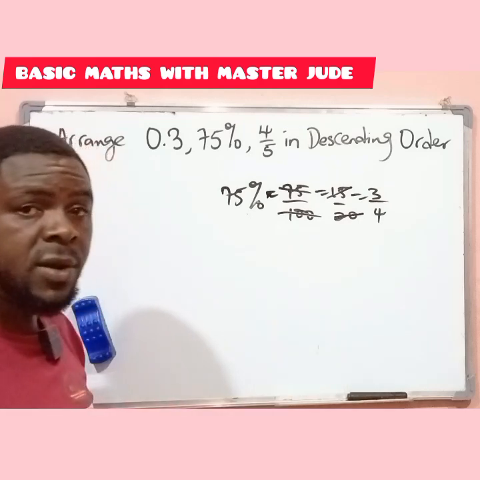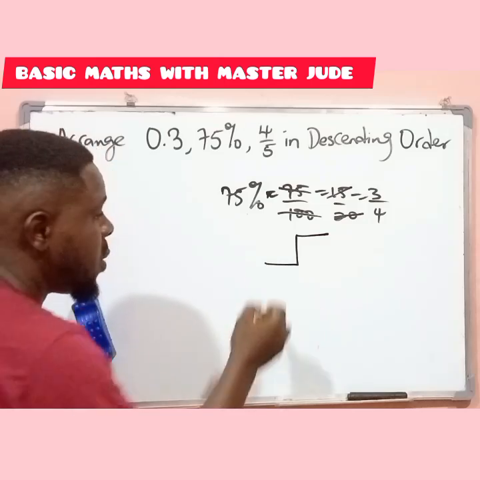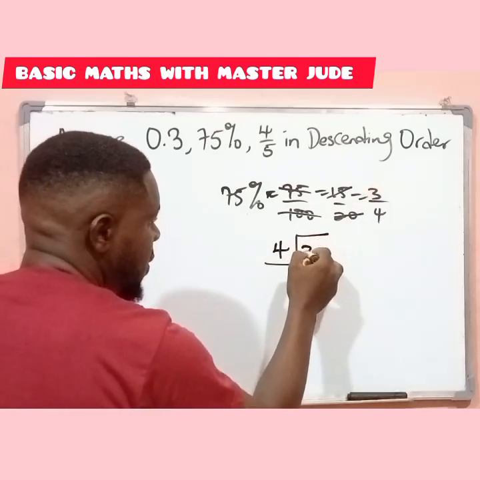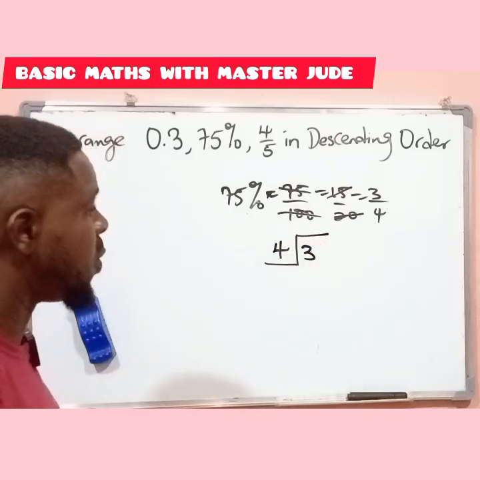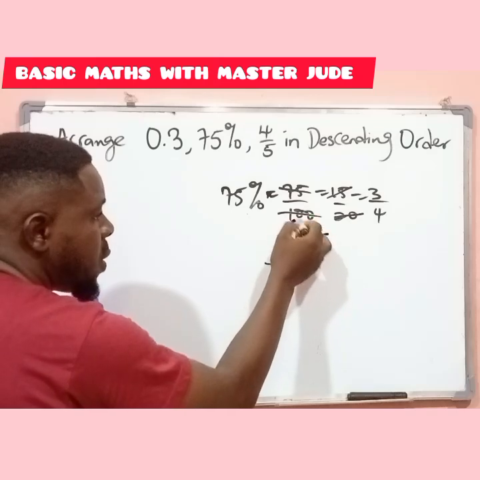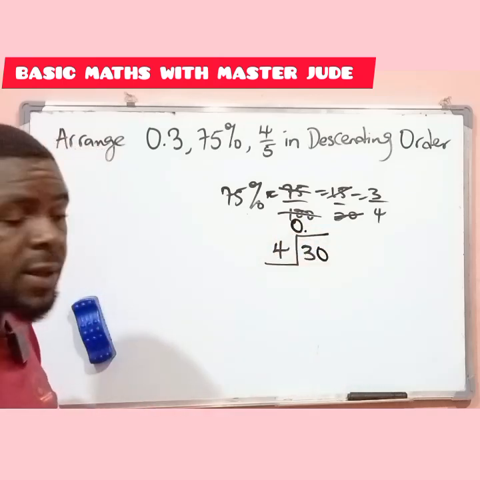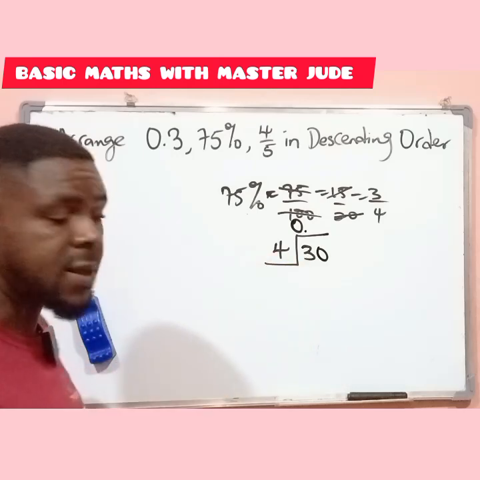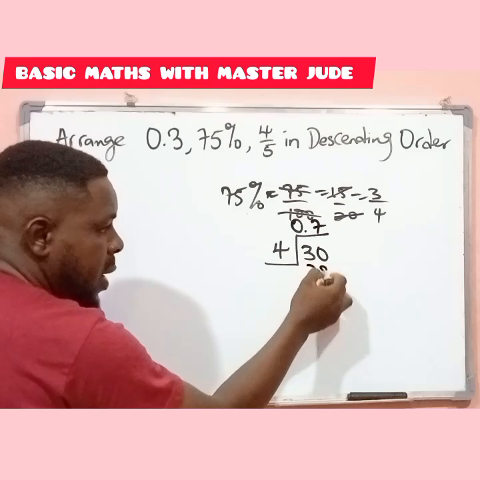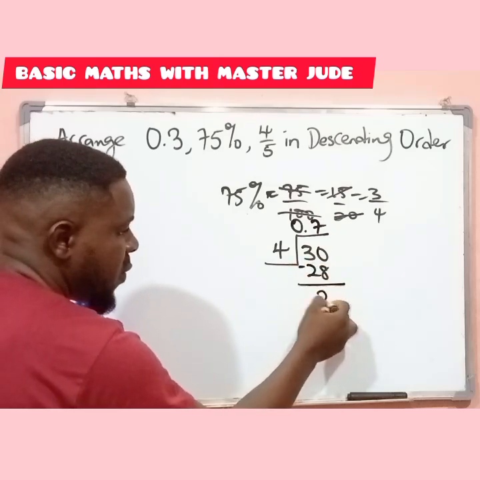So let's use the long division method. You draw your shape. Now the 4, which is the denominator, is always outside, that is the divisor, while the numerator, which is 3 in this case, will be inside. Now can 4 go into 3? No. You put your 0, you add your point, then you add a 0 to 3, it becomes 30. 4 into 30 is 7. You write the 7 up here. 7 multiplied by 4 is 28. Then you subtract. 30 minus 28 will give us 2.